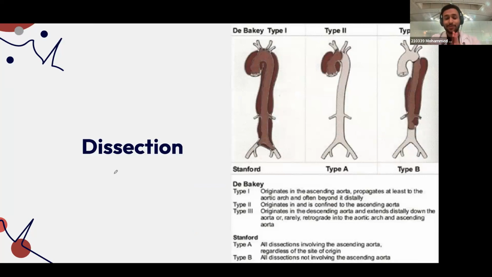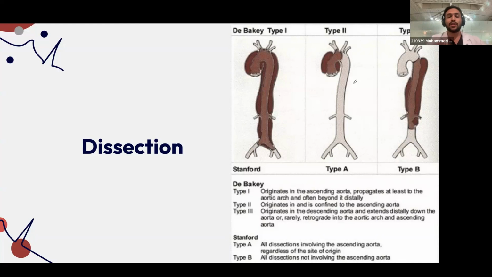Now, just to note, it's normally not classified separately, like the Bakey and Stanford separate classifications. They're most likely going to say them together. Okay, and then we'll practice this together, inshallah. Let me just remove this one second. Okay. Anyways, so the first one is the Bakey.